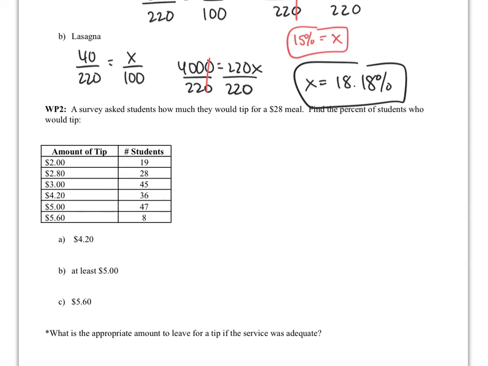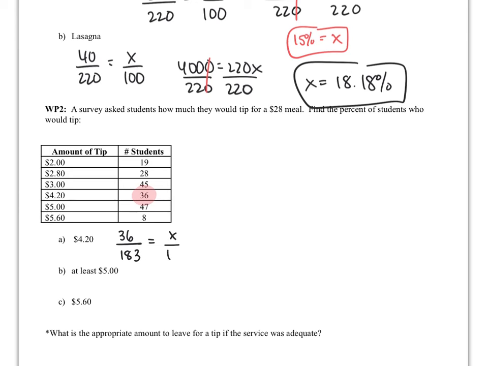The next word problem says students were asked how much they would tip for a $28 meal, and this shows the number of students and how much they would tip. So the first one is asking how many students said they would tip $4.20. So 36 students would tip $4.20. So that's the part. Now the whole is how many students tipped in the first place. And so in order to find that, I need to add up all of these numbers. So I've got 19 plus 28 plus 45 plus 36 plus 47 plus 8, and that comes out to 183 students.